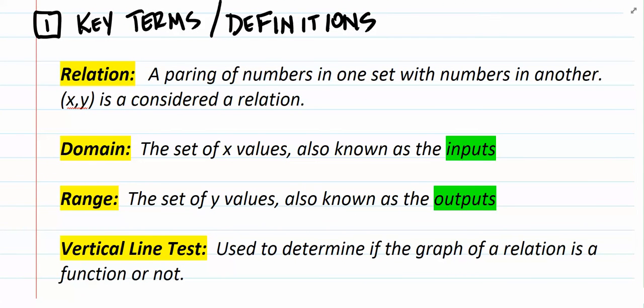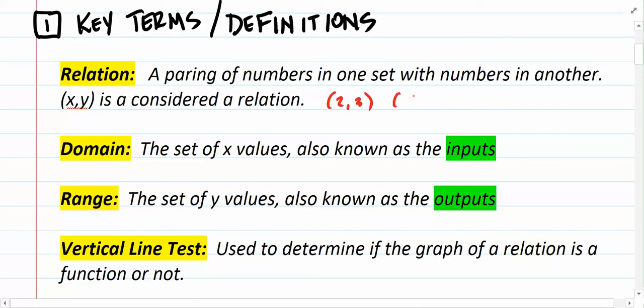A relation is nothing more than a pairing of numbers in one set with a pairing of numbers in another set. Most of the time, we will consider ordered pairs as a relation. So as an example, I could have the relation (2, 3) and (5, 7). It's a collection of ordered pairs. So 2 is paired with 3 and 5 is paired with 7. We call that a relation.